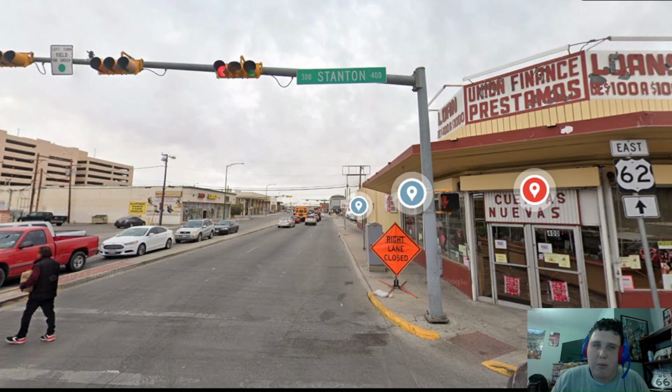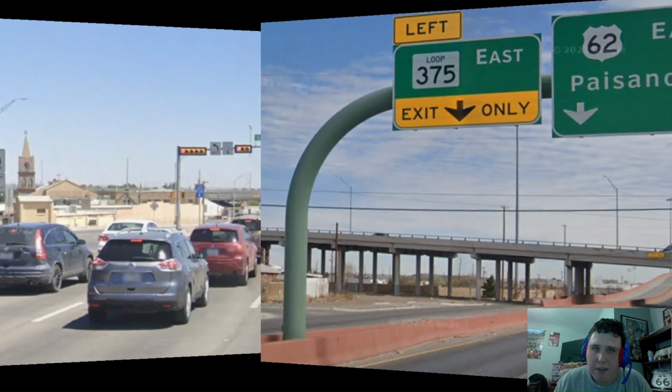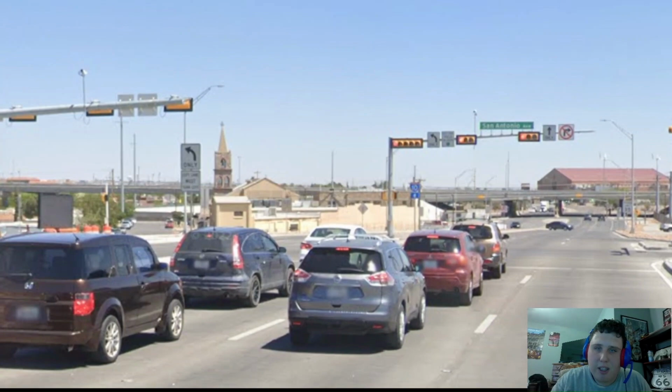So US 62 begins here at a junction with US 85 down here in El Paso, Texas. And right away, we also get a reassurance shield if you stay straight on this road, you'll be on US 62. And our first major intersection on US 62 is Loop Highway 375, and we only get a left exit for 375 East, while 62 is just signed for Paisano Drive. Here you are meeting the hidden designation of Interstate 110.